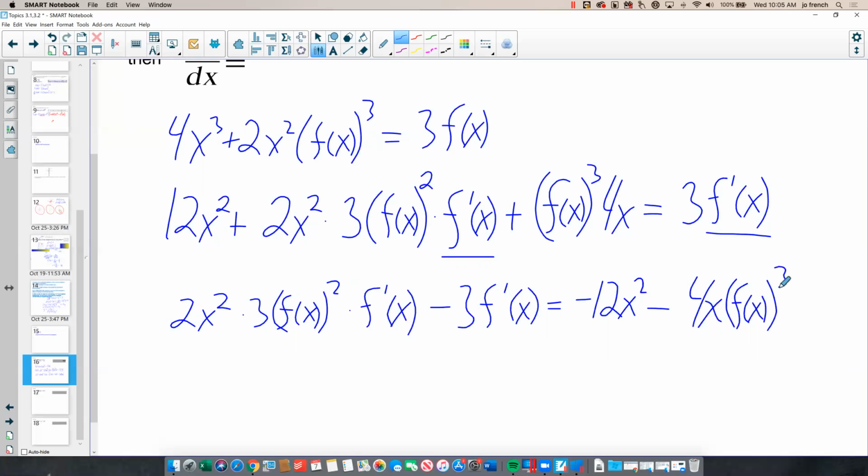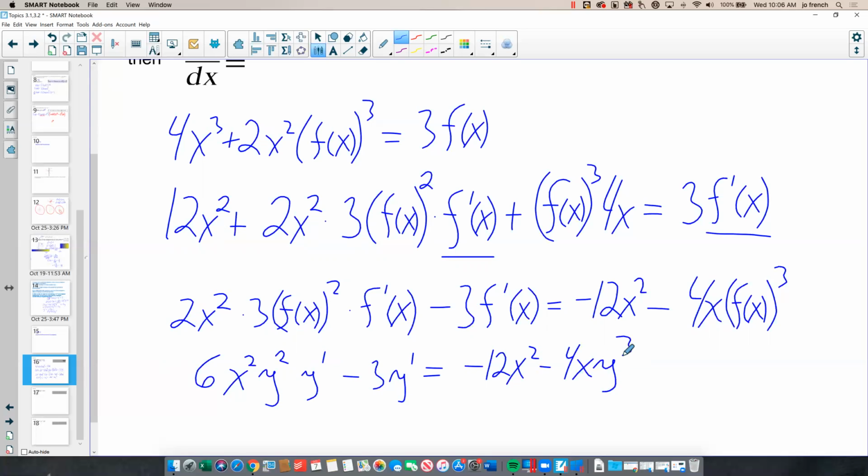At this point, it might be easier to work with y's instead of f of x's, so I'll go back and replace my function with y's. So this becomes 6x squared y squared. The f of x is a y now, and I combine the 2 and the 3. Y prime minus 3y prime. The f prime of x is the same as y prime. Minus 12x squared on the right, minus 4xy cubed. The f of x is now a y.